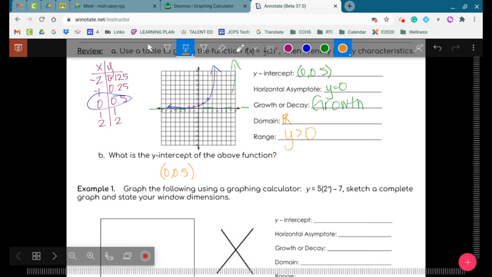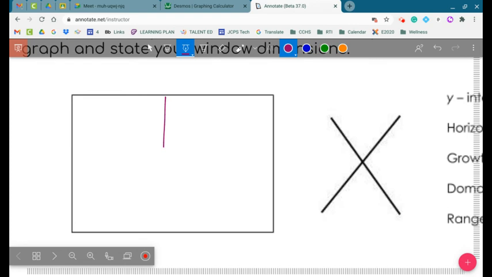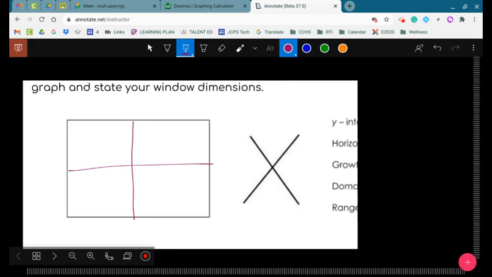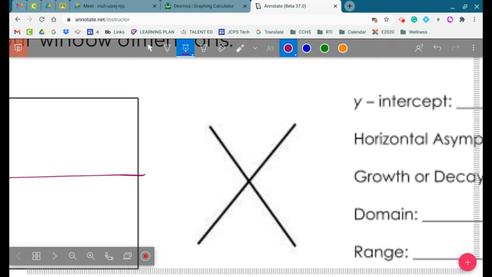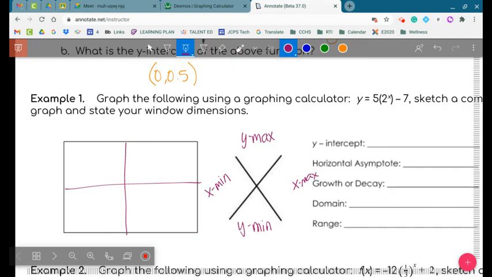Okay, so now going down to graph using a graphing calculator and sketch a complete graph and state your window dimensions. So this is where we're going to plot our graph. The only two things you need to label are your y-intercept and your horizontal asymptote. This box is going to tell you your dimensions. So right here, you'll put your y max, and then below, you'll put your y min. Then over here, you'll put your x max, and over here, your x min. So this will be a lot easier on the graphing calculator because we are normally going to have those be either negative 10 or 10.